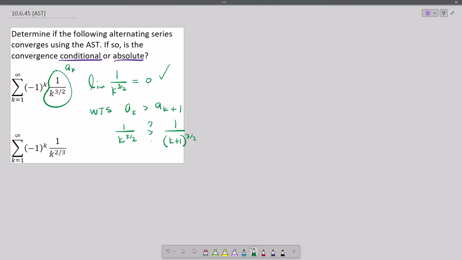We do our cross multiplication, and that gives us k plus 1 to the 3 halves greater than k to the 3 halves. We can raise both sides to the 2/3 power. We get k plus 1 greater than k, which tells us 1 greater than 0, which is true. So therefore it converges. So that's regular old convergence.